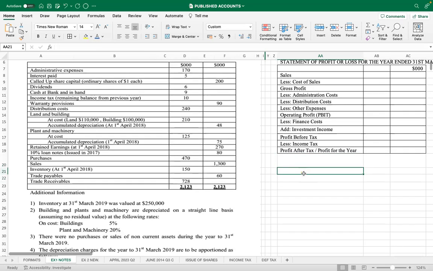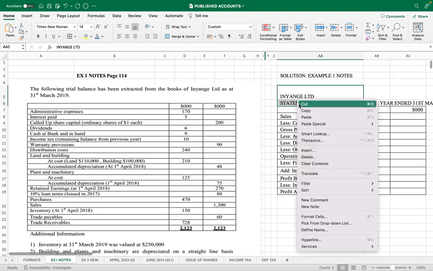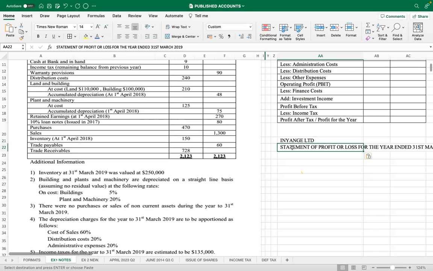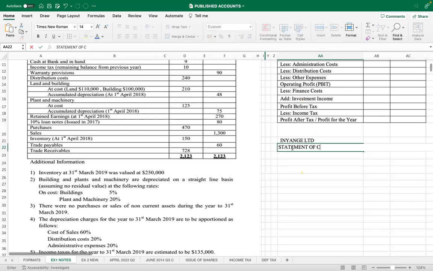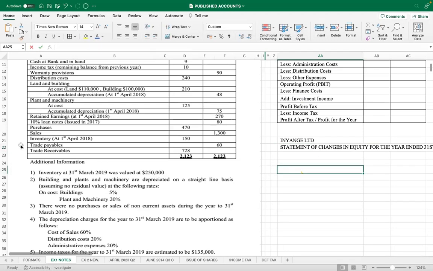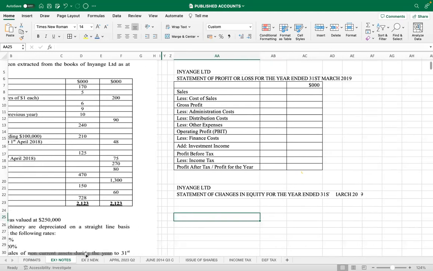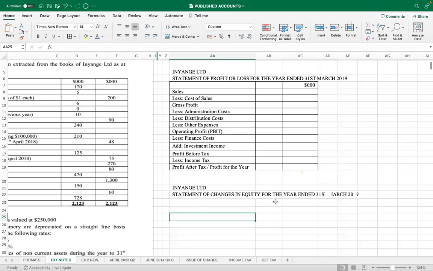So let's go to the second statement. The second statement will be called, I'll copy and paste that, but now I'll call it statement of changes in equity for the year ended 31st March 2019. So we check on what we have. We have called up share capital, that is share capital, and you check any other forms of reserves that we have. Now, in this case, we do not have many reserves. But for the sake of knowledge, let me just list as much as possible.